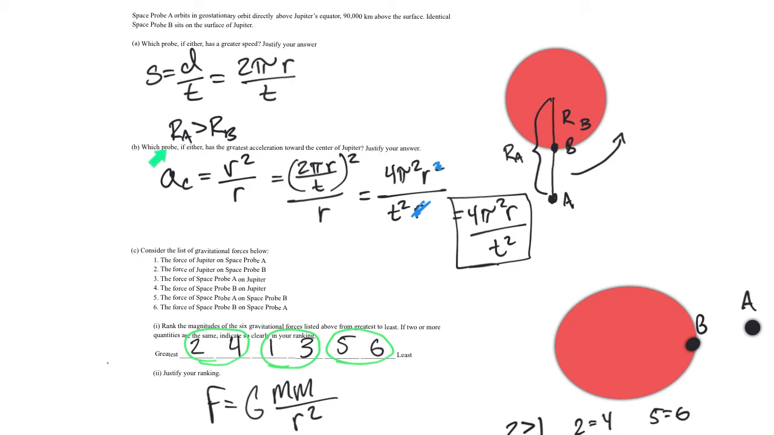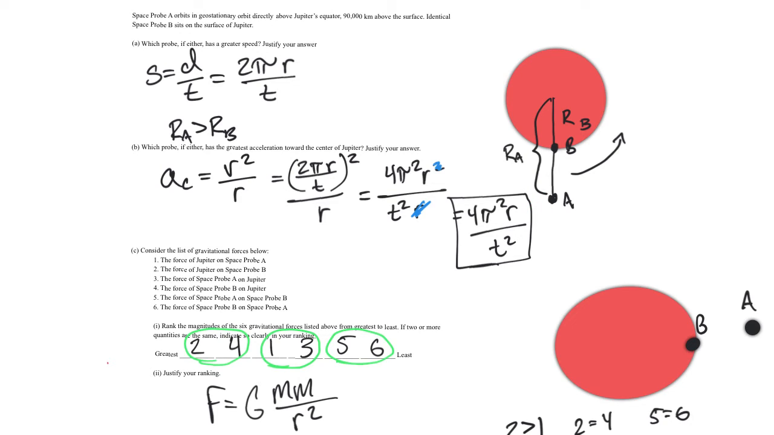All right, so this video is just going to go through this practice example problem where basically we have two space probes. We're going to have probe A and probe B. The first space probe is going to be in geostationary orbit directly above Jupiter's equator.